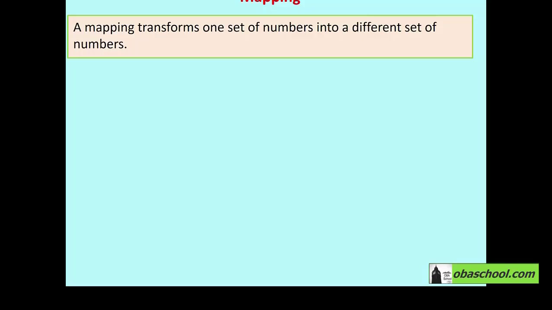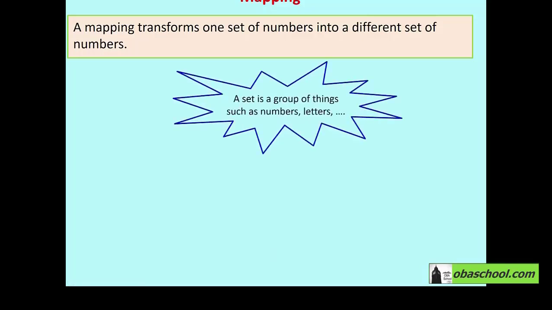A mapping transforms one set of numbers into a different set of numbers. Mapping is how to change the set of numbers you have into a different set of new numbers. First of all, what do we mean by set? A set is a group of things such as numbers, letters, words, or anything else.